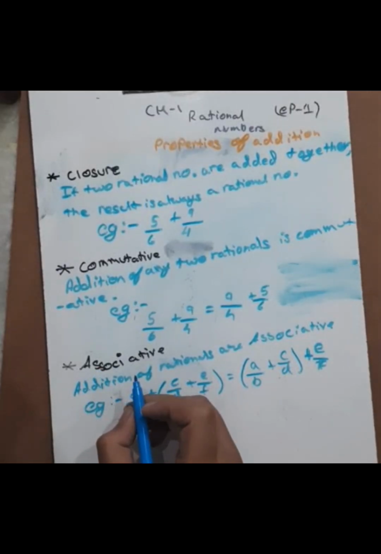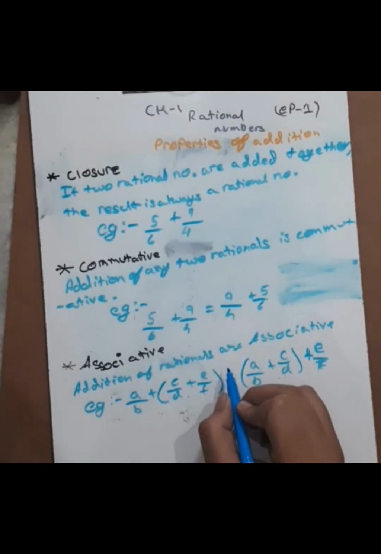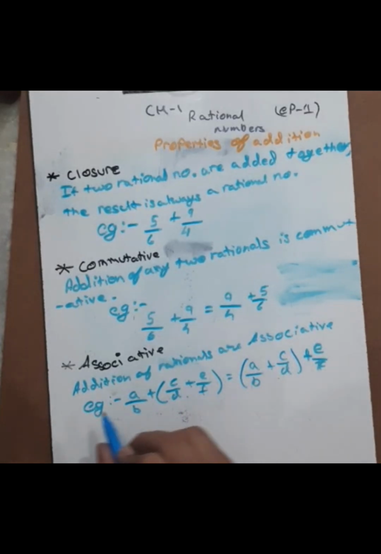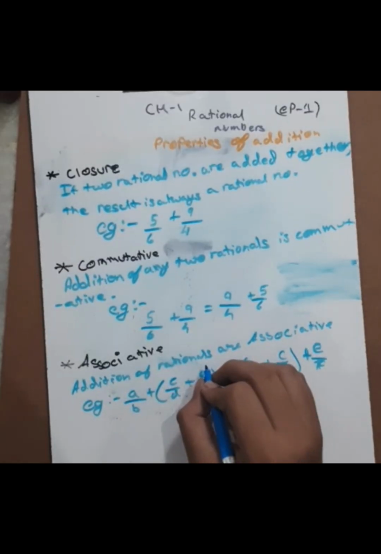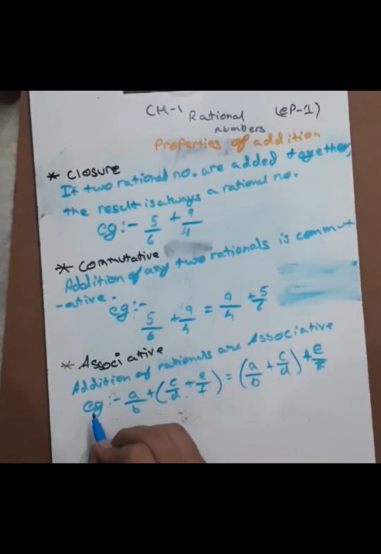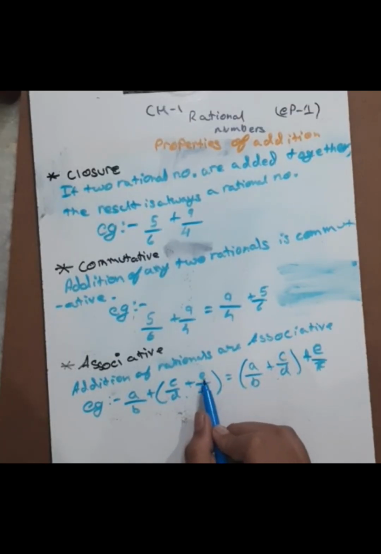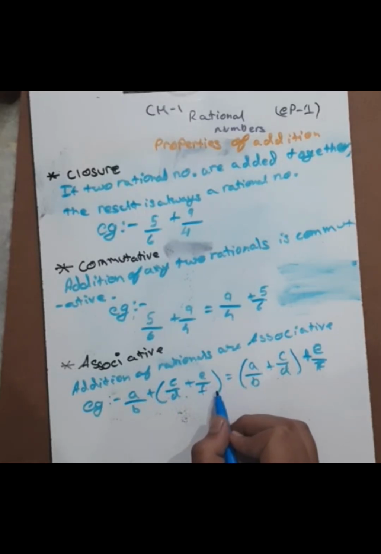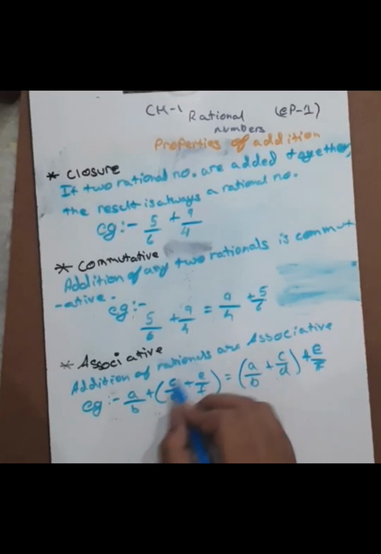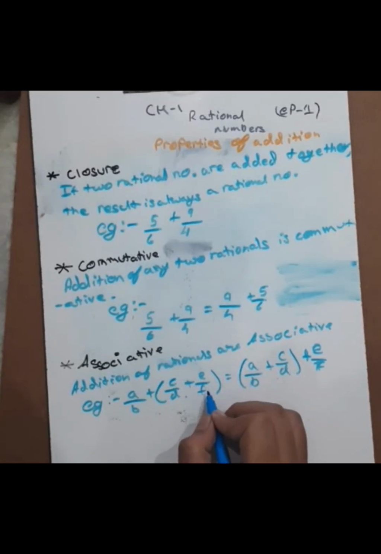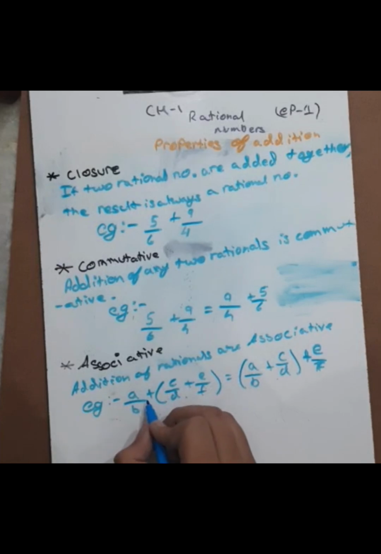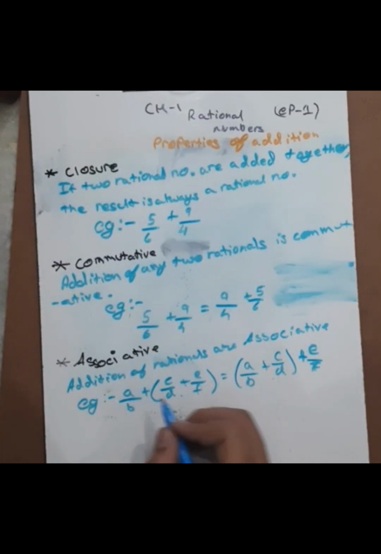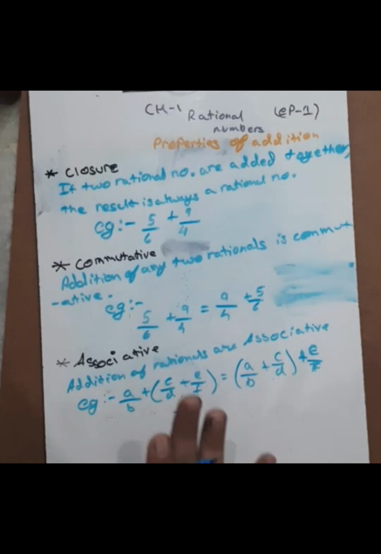The associative property tells us that addition of rational numbers is associative. Example, a by b plus c by d plus e by f. Here c by d and e by f are separated by brackets. If we add them, there will be a sum, and then if we add that sum to a by b, it will be a rational number, isn't it?